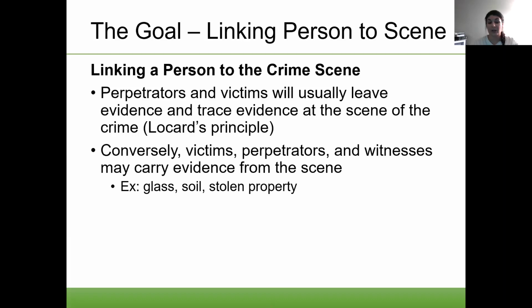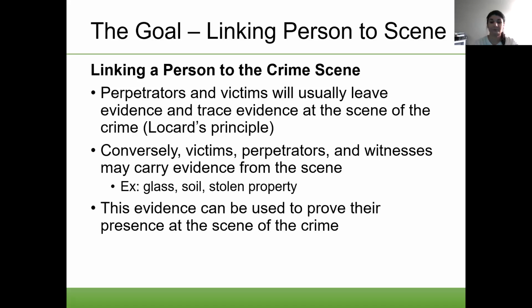At the crime scene, the perpetrator is stepping in the soil if it's outside, and he takes that soil home with him, and that soil stays on his boot. And now that the soil from the boot is compared to the soil at the crime scene, that perpetrator is now linked to the crime scene through that soil. And stolen property, obviously, if the perpetrator takes property and has it, then it links them to a crime scene. And then this evidence can be used to prove their presence at the scene of the crime.